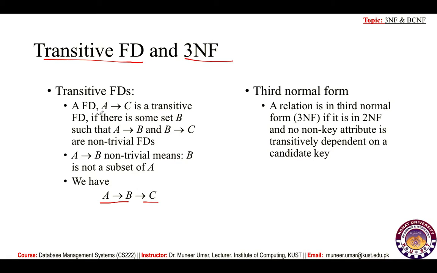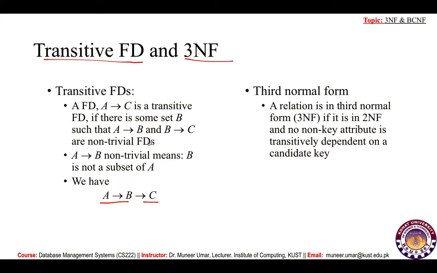Here, according to this definition, a functional dependency A determines C is a transitive functional dependency if there is some set B such that A determines B and B determines C are non-trivial functional dependencies. By non-trivial, we mean that B is not a subset of A. These are separate attributes.